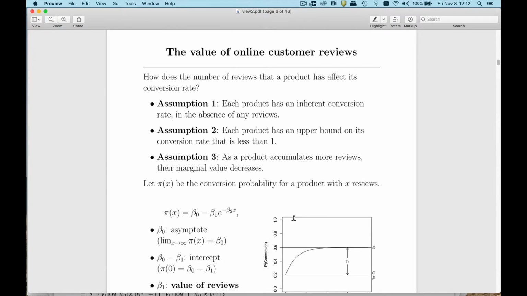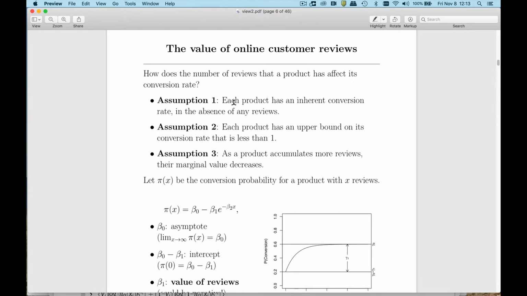I want to give you an example of how I used this learning curve in a piece of research that I did. We were asked to figure out what's the value of a customer review, what's the value of having customer reviews, which is kind of a big question. So the way we approached this was we identified some assumptions. So here are the assumptions we made.